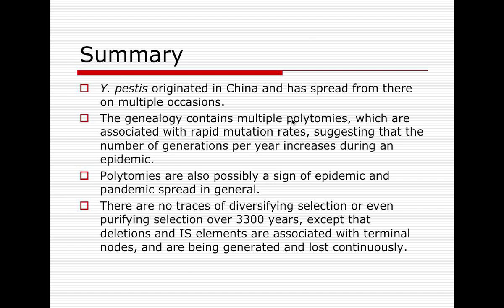Now, what surprised me, but I've seen it again and again, is that there are no signs of any sort of Darwinian selection. We're not even seeing many signs of purifying selection. We're seeing little signs of any sort of selection at all over 3,300 years, except that deletions and IS elements are concentrated in terminal nodes, suggesting they've been generated and lost continuously. So every time we look at an organism, we try to find signs of selection. The hardest to find, the ones we rarely find, are Darwinian, but we're not even finding much sign of purifying selection.